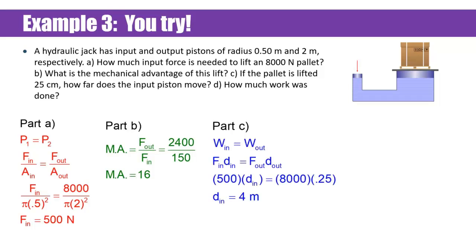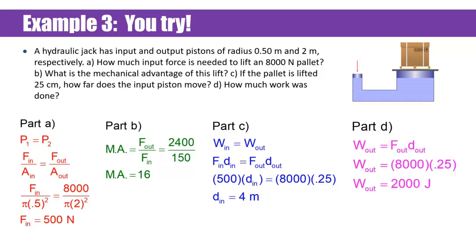And how much work was done? How much work was done, I can look at how much input work was done or how much output work was done, because they're going to be equal. So I just chose the output work. What did I accomplish? I lifted the 8,000 Newton pallet a distance of 0.25 meters with 2,000 joules.